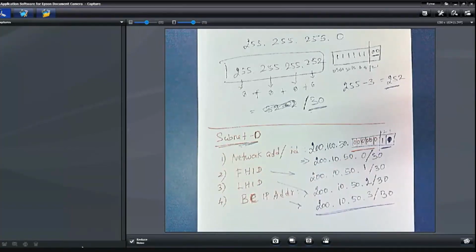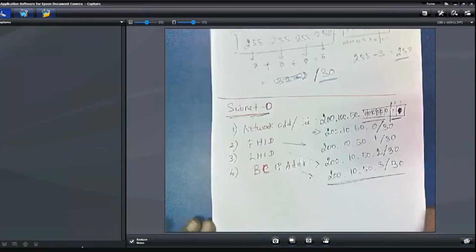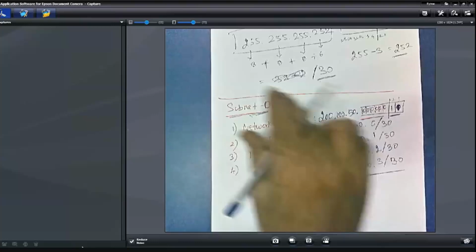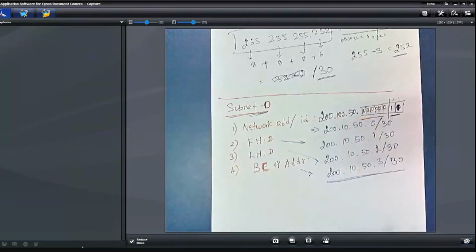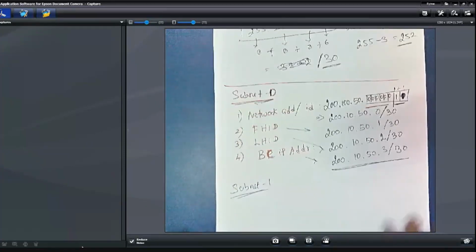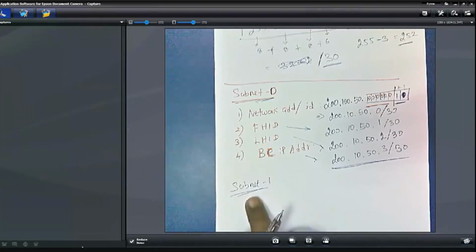Now, I'm going for the next subnet. This is the first subnet, we are going to say subnet 0. I'm going for the next subnet, it is subnet 1. If you write 1 and 2 here, nothing wrong. Totally you will have 64 subnets. That's it. I'm going for the next subnet.